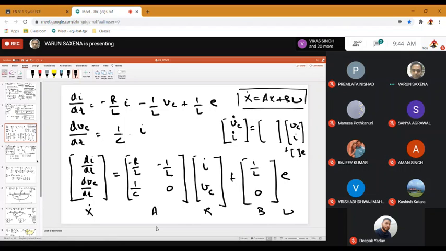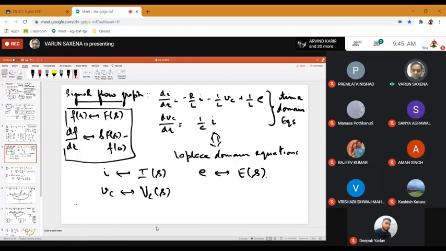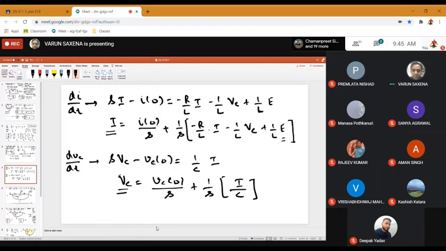Then from state space model, we went to signal flow graph. We wrote the equations in time domain, and because they had the first order derivatives, we evaluated the Laplace transform according to the standard formula. We represented the time domain and Laplace domain pairs for the quantities, and we wrote the equations for I and V.